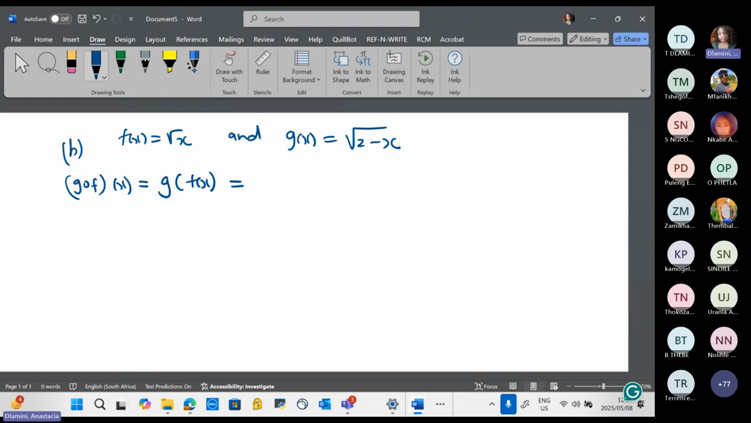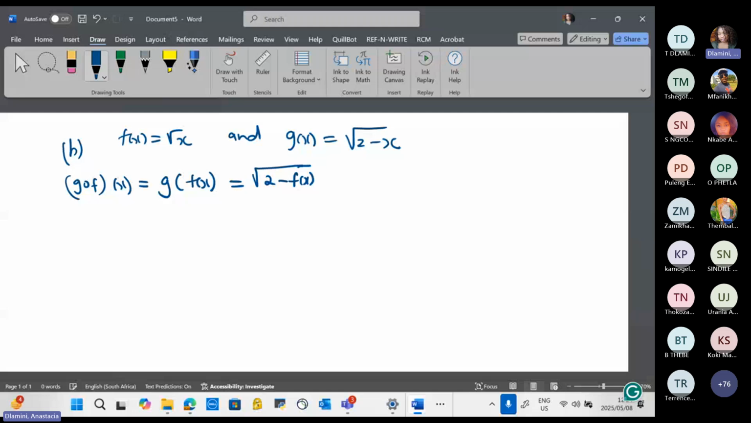Before that, let's do step by step. Remember, we are in class. We are not in the assignment or in the exam. So we don't want the final answer yet. We want step by step. G in a function of f of x. So where do you put it? So it will be the square root of what? Of 2 minus x? No, ma'am, the square root of x, because it's f of x. It's going to be the square root of 2 minus f of x.